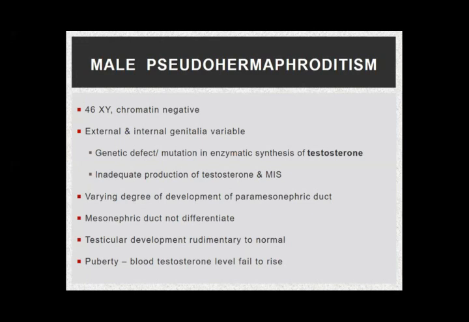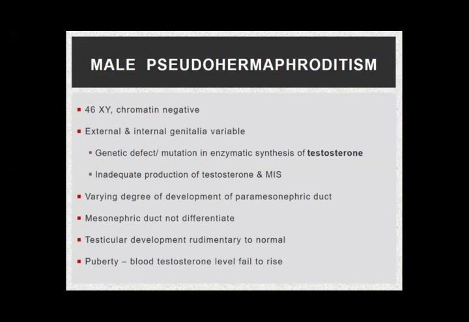Let's start with the male pseudohermaphroditism. इसमें the genetic makeup is 46XY, chromatin negative है. ठीक है? अब इसमें इंटरनल एंड एक्सटर्नल जेनिटेलिया ये वेरिएबल किस्म के होते हैं. जेनेटिक डिफेक्ट होता है इनमें, and that genetic defect is in the enzymes that synthesize testosterone, उनकी म्यूटेशन हो जाती है. Mutation in the enzyme synthesis of testosterone.